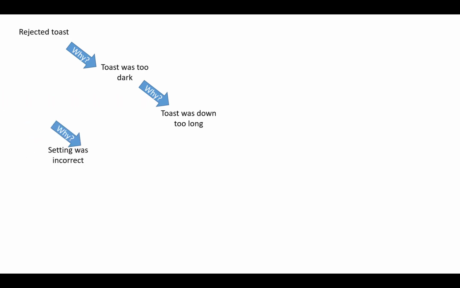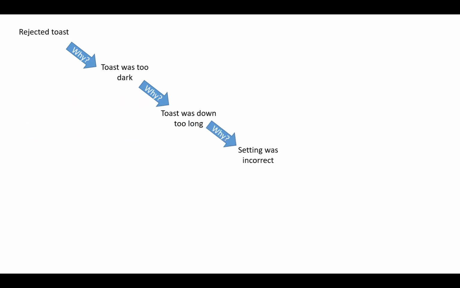All right, next we're going to step through a 5 Why, or a root cause analysis, sometimes called an RCA. First we define what the issue is: we have rejected the toast. Why did we reject the toast? With 5 whys, you ask why 5 times, or you ask why like you are 5 years old. Why was the toast rejected? It was too dark. Why was it too dark? Because the toast was down too long.